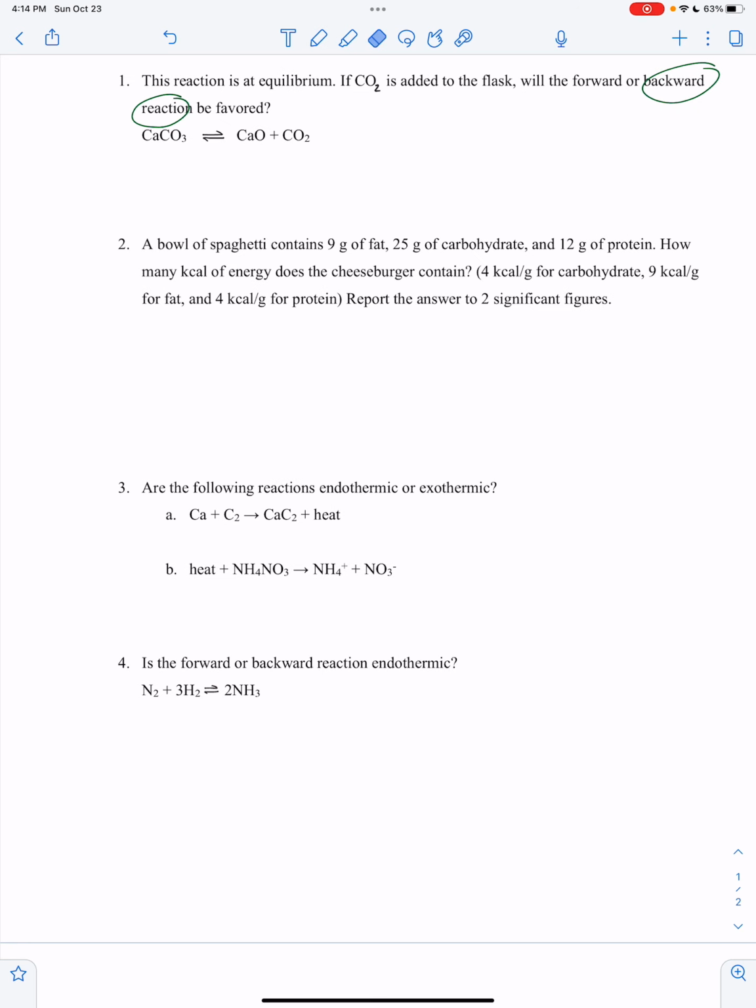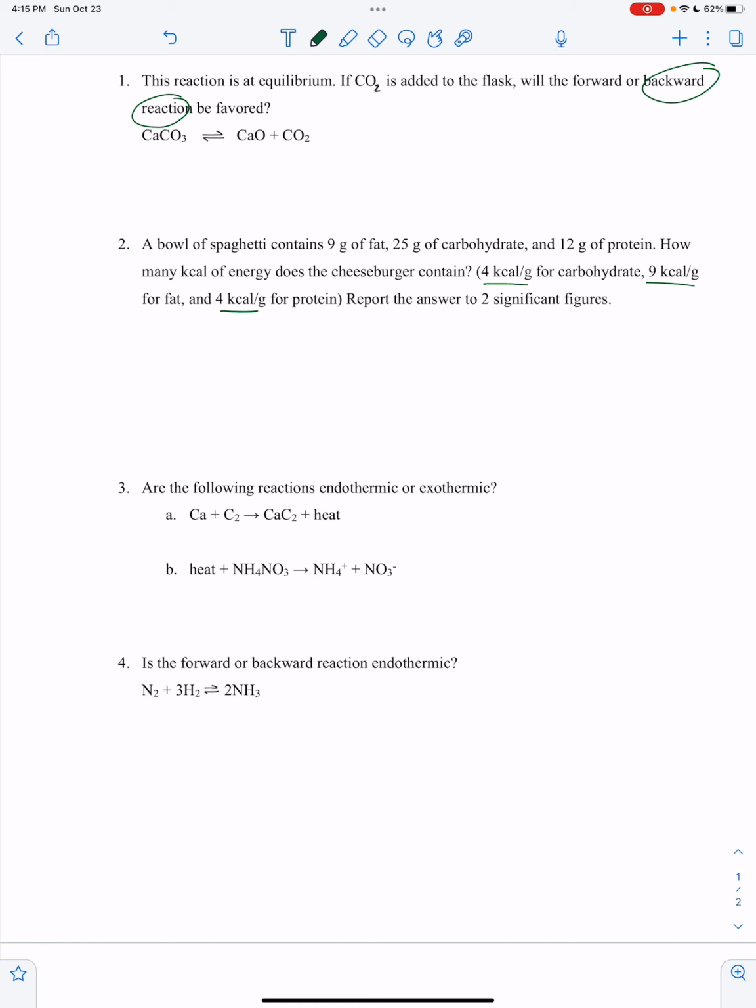I'm looking at number 2. It says a bowl of spaghetti contains 9 grams of fat, 25 grams of carbohydrate, 12 grams of protein. How many kilocalories of energy does the bowl contain? So, I'm not sure if you'll have this on an exam, but these are the values for the kilocalories per gram for each type of food. So all we have to do here is just multiply.